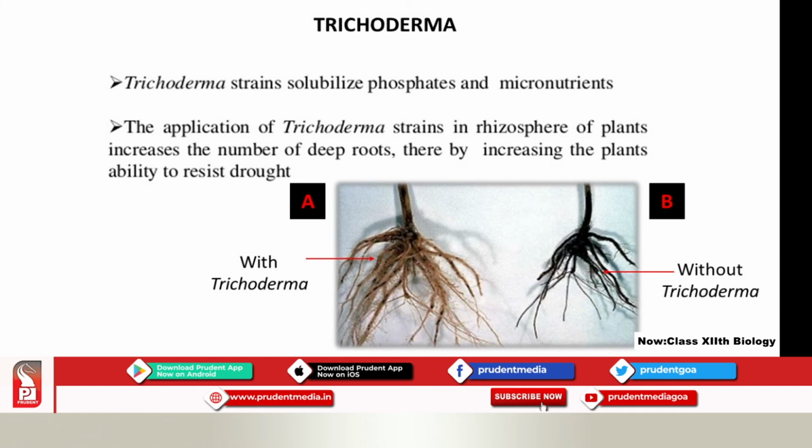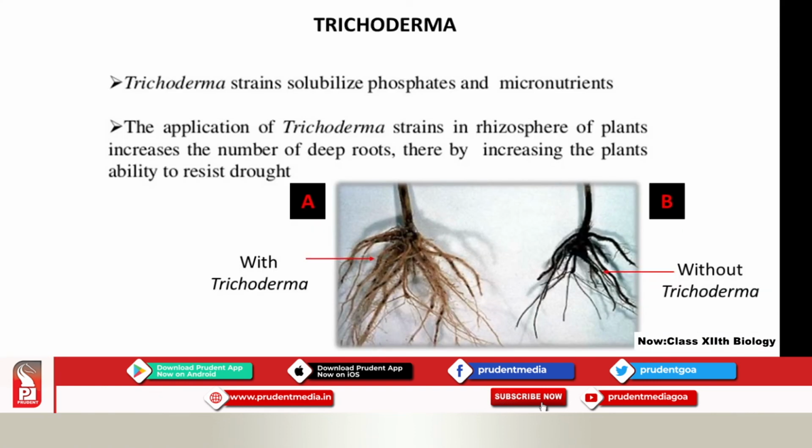The next is Trichoderma. Trichoderma is a fungus, you know that very well. It solubilizes phosphates and micronutrients. The application of Trichoderma strains in the rhizosphere of plants increases the number of deep roots, thereby increasing the plant's ability to resist drought. I just want you to make a note of it.